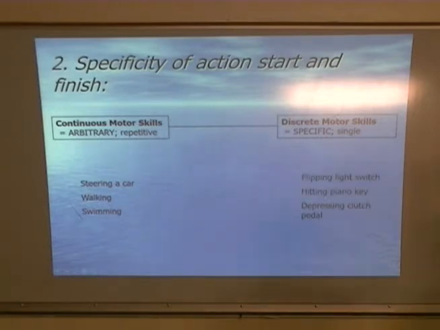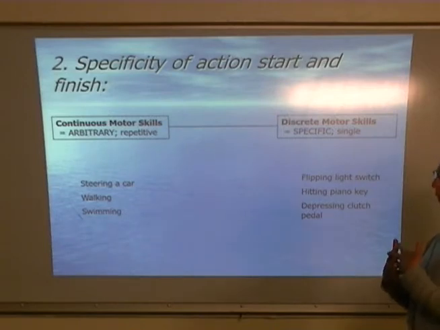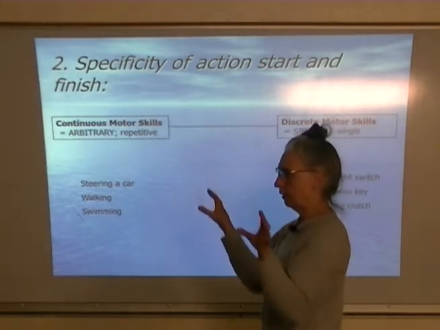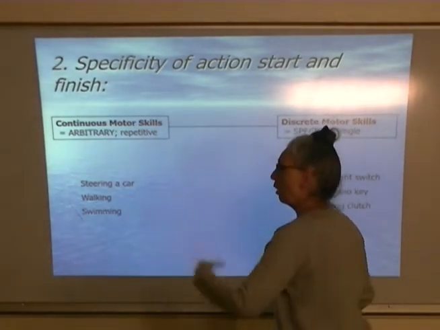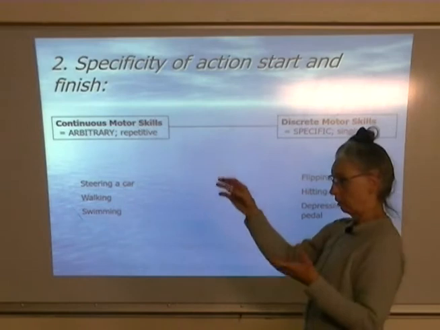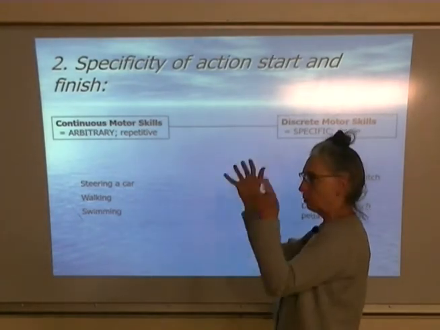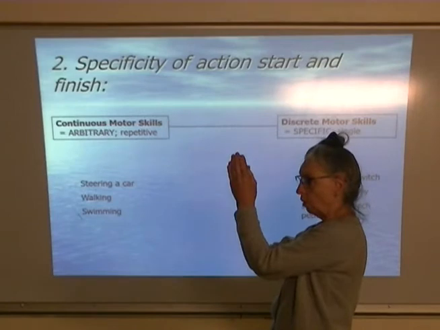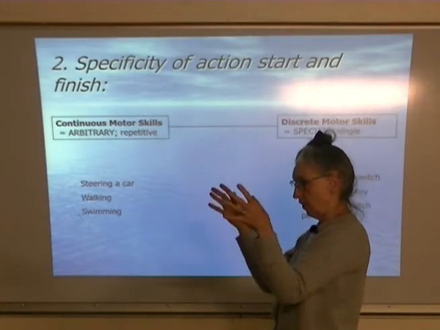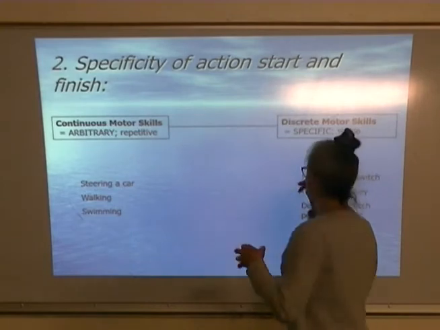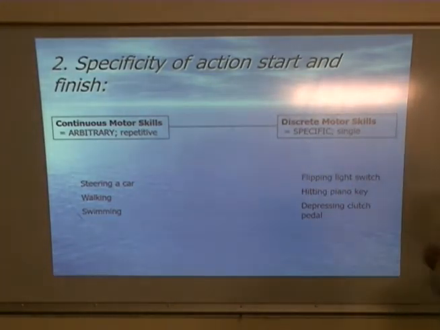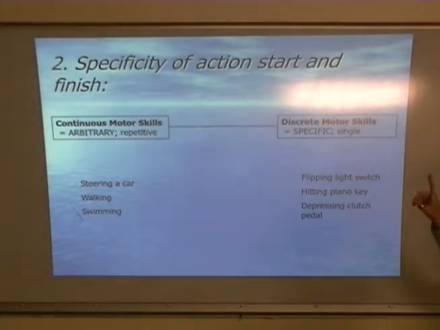A discrete motor skill would be like throwing, because once I've released the ball, the pattern is finished. If I'm going to do another throw, I have to start the pattern again. Catching would be a discrete motor skill. Once I've caught the ball, the motor pattern is finished. Discrete motor skills that are not sport related are things like hitting a piano key. So playing one note would be a discrete motor skill.